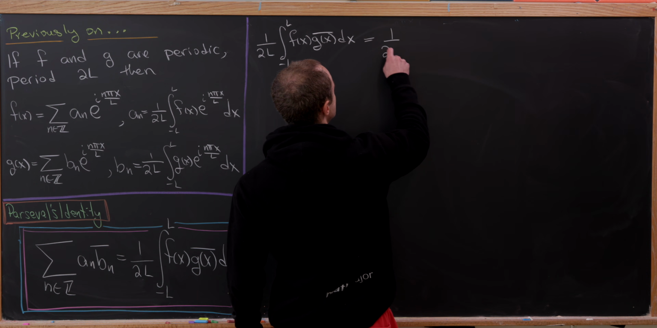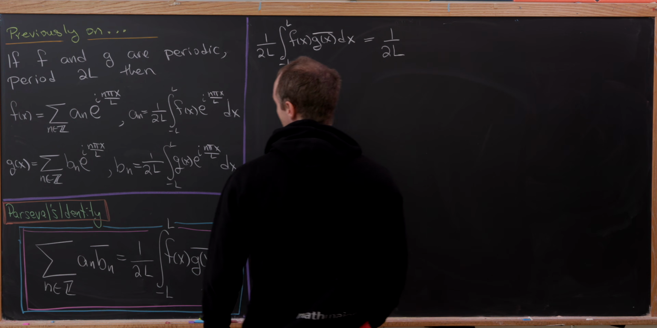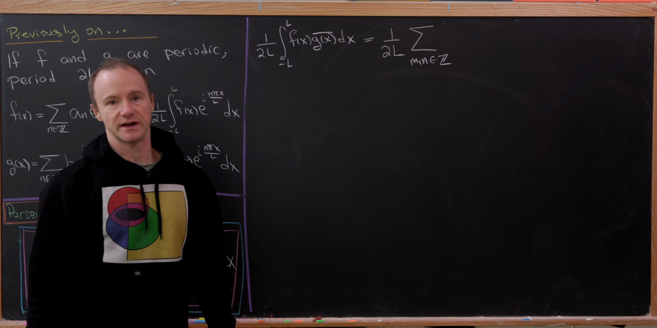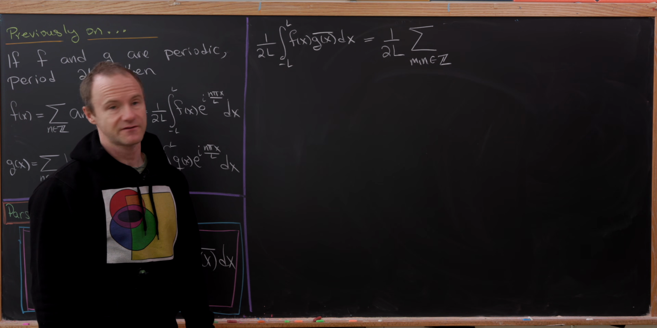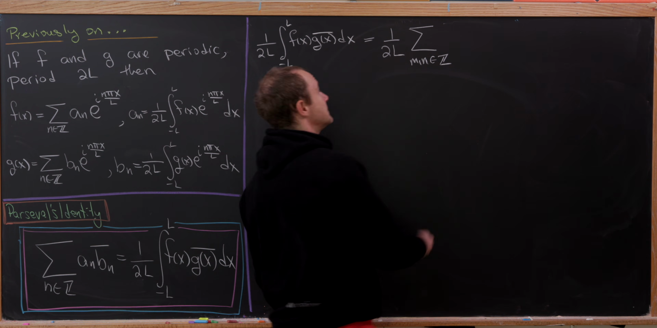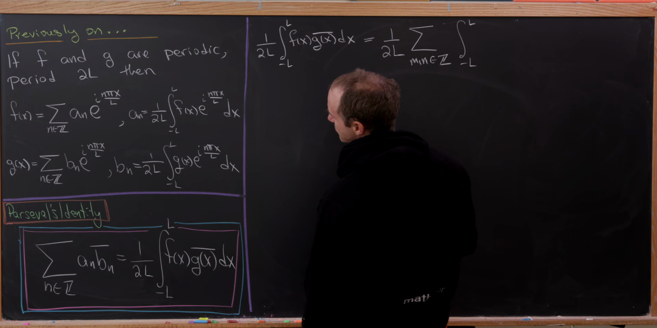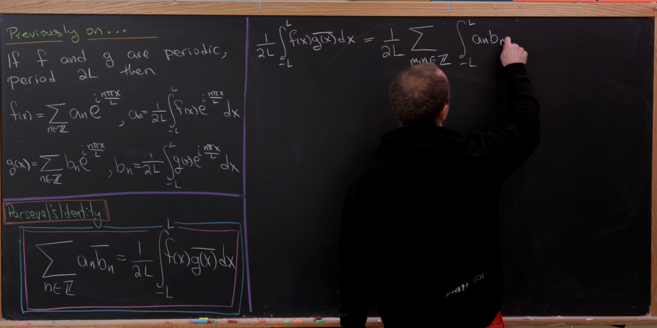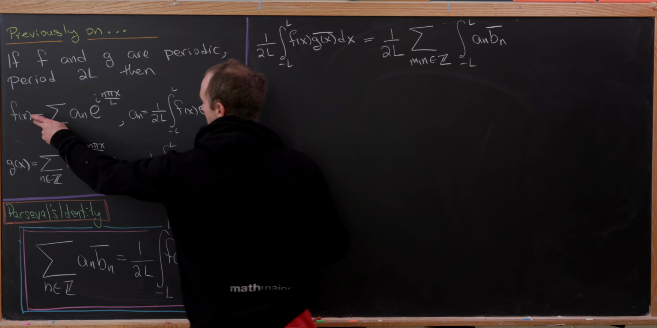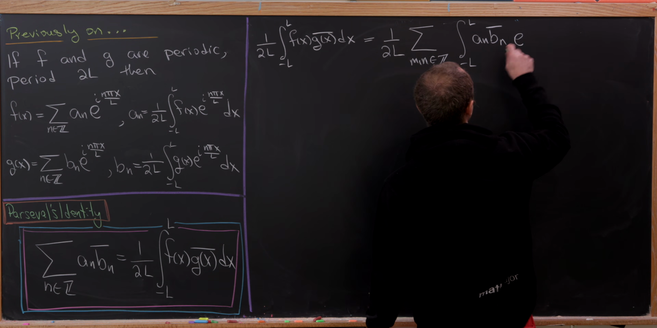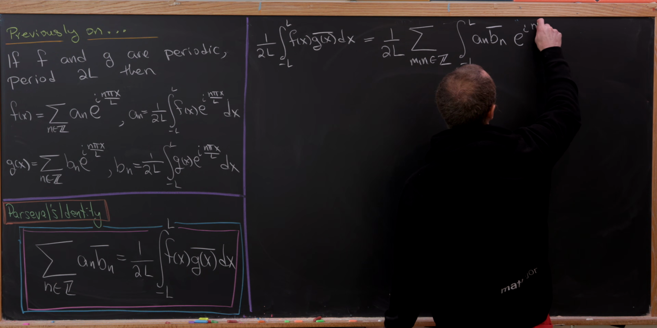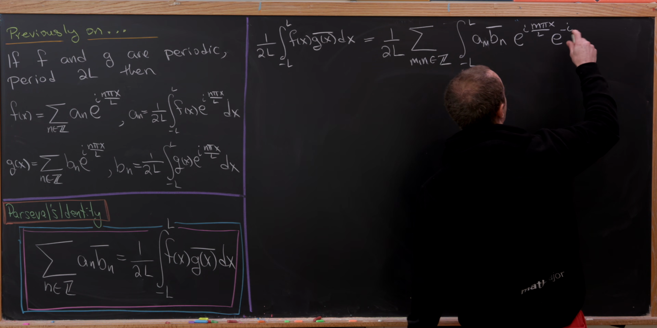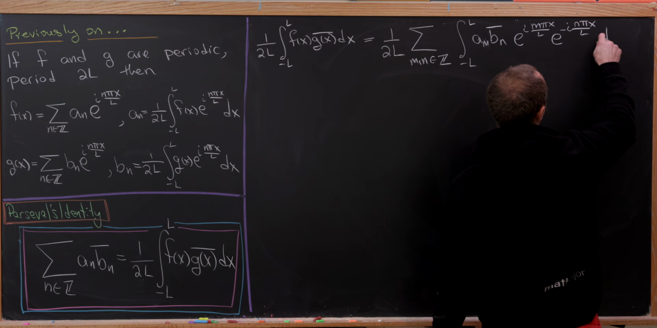So this is going to be 1 over 2 times L, and then I'll use these expressions for f and g. And so that's going to give me this double sum. So I have the sum as m and n go over integers. I'll use m for the indexer for my function f, and n as the indexer for my function g. And then next I'll have the integral from minus L up to L of a_m times b_n bar. So that's from f times g bar. And then we'll have e to the i m pi x over L times e to the minus i n pi x over L dx.